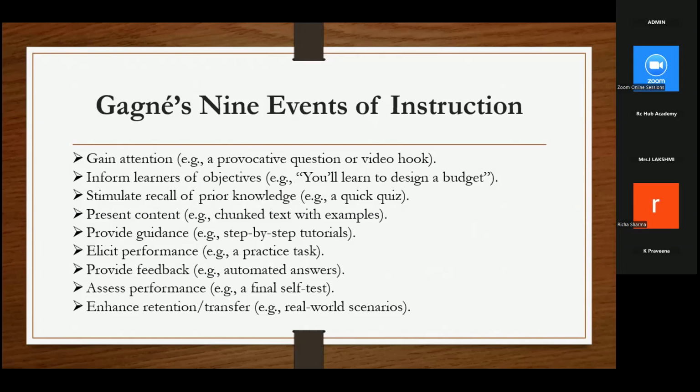That's what I'm going to do. Actually, we would have a quiz, but here we are not going to make a quiz. I'm going to the previous slide and coming back here in order to recollect these things. And the next one is present content.